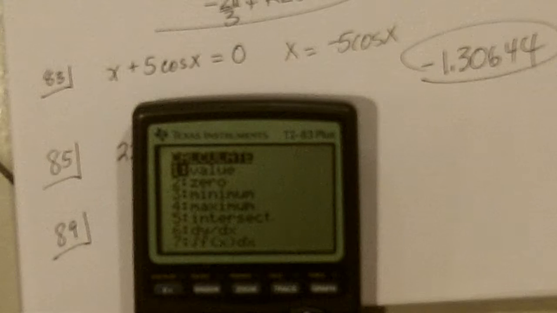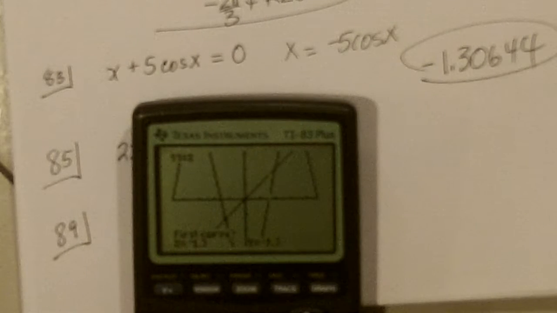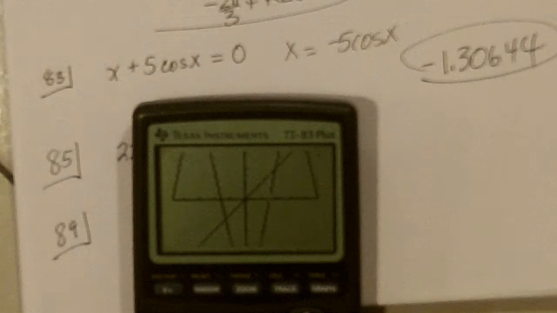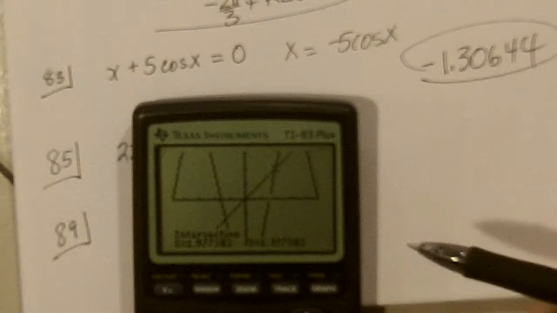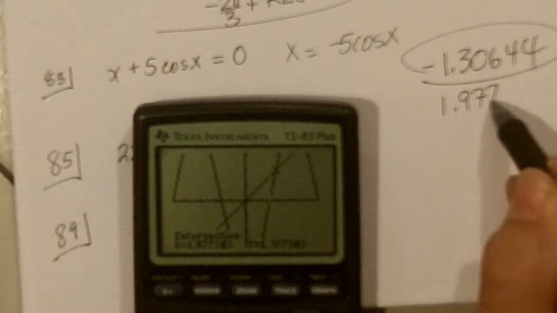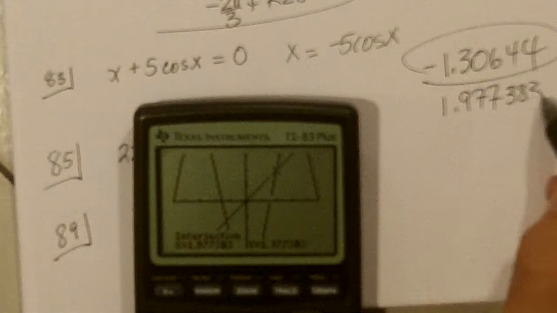Second, calculate, intersection, 5. Enter, enter, and my guess is 2, so that it'll find this one, not that one. And it says 1.97738. That's pretty good.